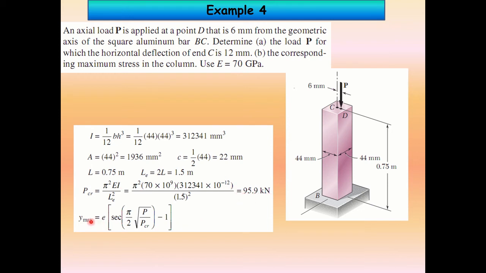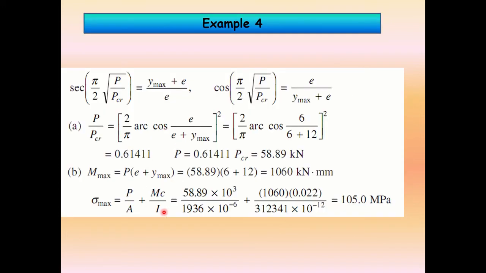This is the Y max formula. Substitute all data into the Y max formula. In this question, you need to determine the P value. So the secant becomes cos, then P over P critical equals 2 over pi times arccos, because the arccos is 1 over cos minus 1. So P over P critical equals 0.61411, and P critical equals 58.87.